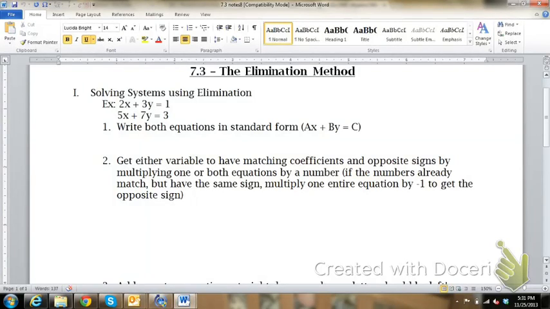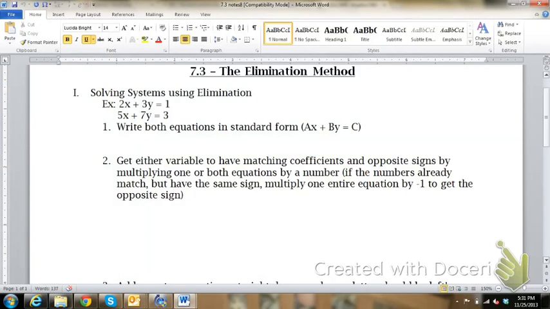In Lesson 7.3, we're going to talk about the last method for solving a system of equations, the elimination method. This is the one that we tend to use the most. Elimination and substitution we use more than graphing, but elimination probably comes up the most. And you're going to use this a lot in Algebra 2, so this is a very important skill to understand.